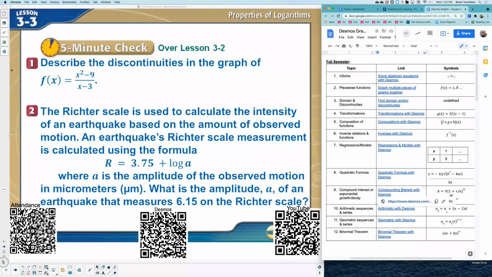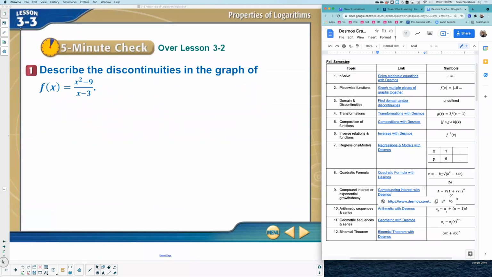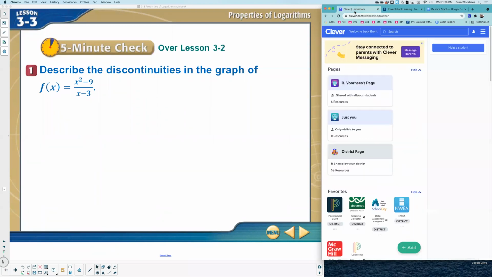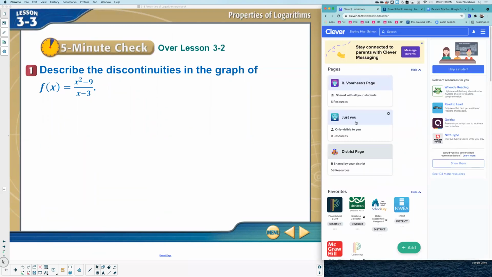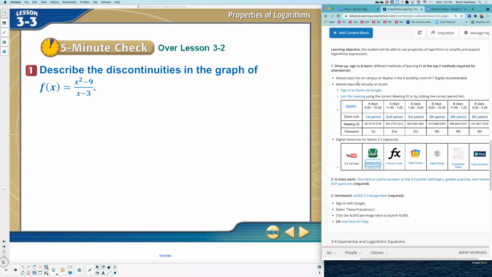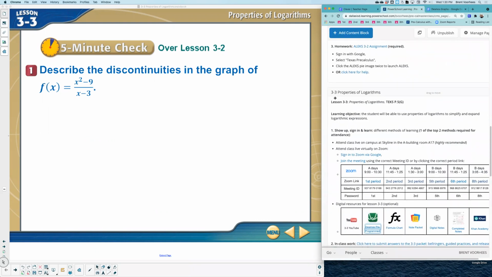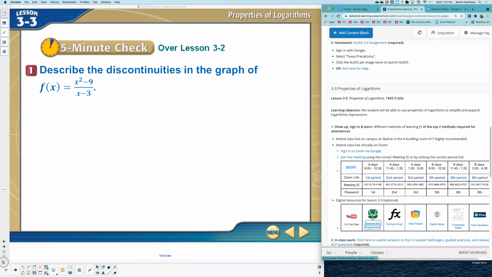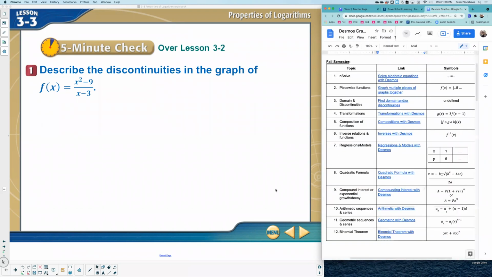All right, let's take a look at lesson 3.3. The first thing I've done is I've opened up our pre-programmed graphs. Remember, there's a shortcut way of doing this. If you go through Clever, you can just click on my page and you will see the pre-programmed graphs link right in there. Or you could open up PowerSchool Learning, go to lesson 3.3 and click that right from there. But either way, open this up.